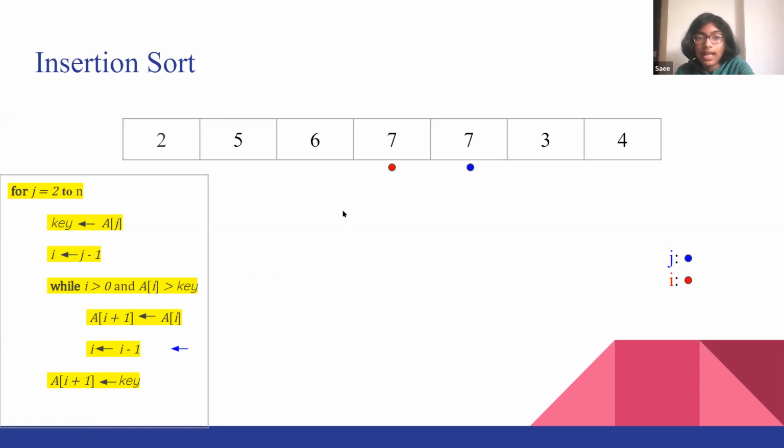And now what is the value of I in this step? 4. And when we are just decreasing it by 1, right? 3. So it will become 3. Awesome. Now, is I greater than 0? Yes, ma'am. Is AI greater than key? What is AI? 6, ma'am. Exactly. Is 6 greater than our key? Yes, ma'am. So what will we do?